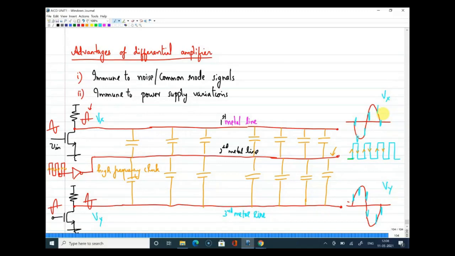When I go for differential signaling, what I will do is measure this with respect to this. So when I measure the signal at Vx with respect to Vy, I'll get the signal as double, but what happens to the spikes? The spikes will get cancelled. The spikes are formed as a result of the noise coming from the second metal line to the first as well as to the third metal line. The spikes, or the common mode noise signals, will disappear when you go for differential signaling, but at the same time your signal will get doubled.